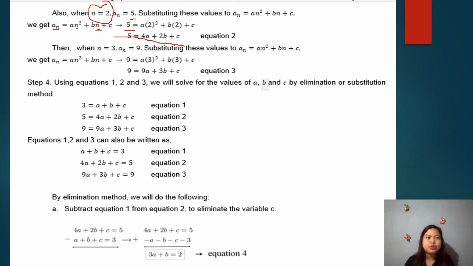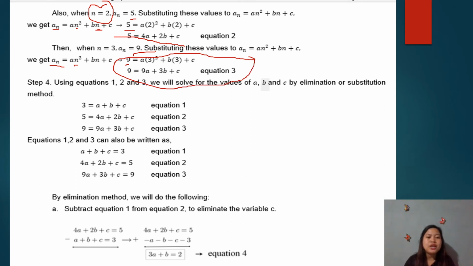Then, when n is equal to 3, a sub n is equal to 9. Substituting these values to a sub n equals an squared plus bn plus c, we replace a sub n with 9 and n with 3. So a times 3 squared plus b times 3 plus c. 3 squared is 9, 9 times a, that's 9a, plus 3b plus c. So we have here our third equation.